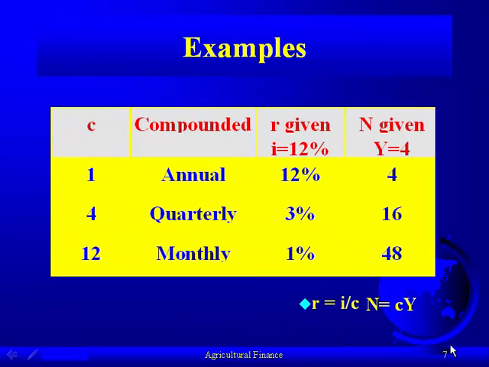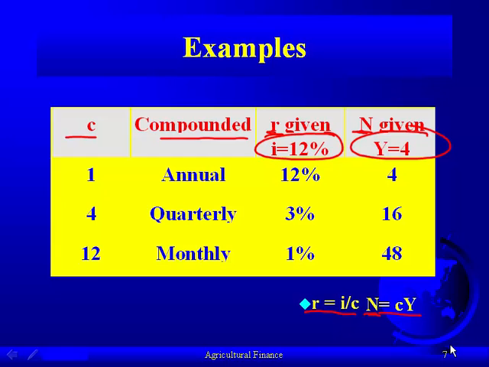To illustrate this, let's look at this chart where we have the conversion period, this compound period. R is the rate per period, and n is the number of periods. R is calculated by dividing the annual rate by the conversion periods, and the number of periods is obtained by multiplying the number of years by the number of periods per year. So in this particular problem, we're assuming that the annual rate is 12%. And we're also assuming that there are 4 years in this time horizon.